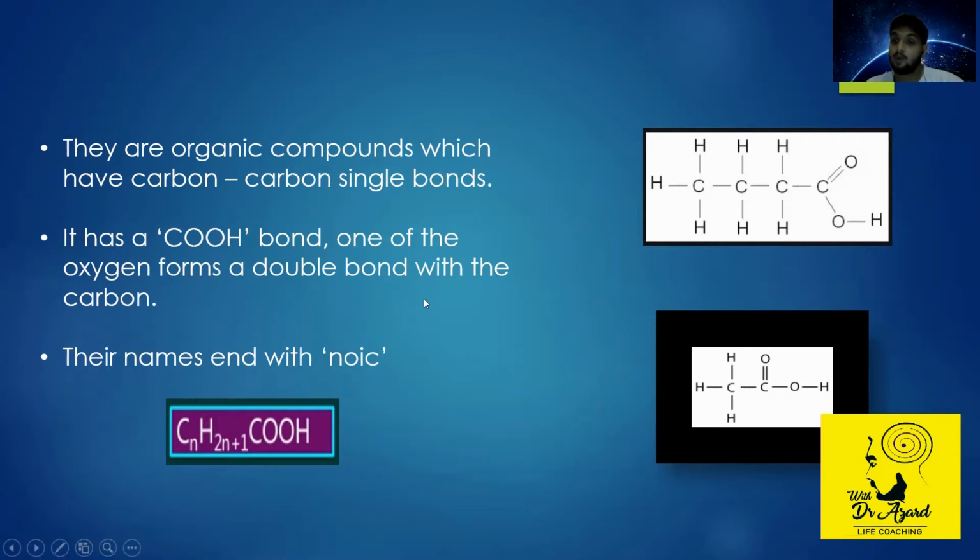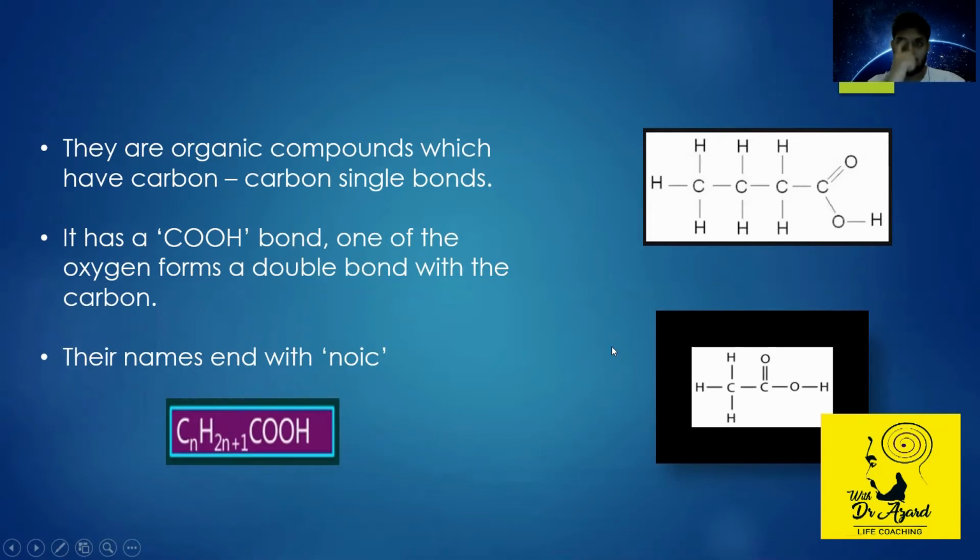The most important thing about this group is the pattern in which it is bonded. One of the oxygens forms a double bond with the carbon. So out of the two oxygens, one oxygen forms a double bond with carbon, as you can see in this diagram, and then the other one is just an OH bond. Be mindful of this.